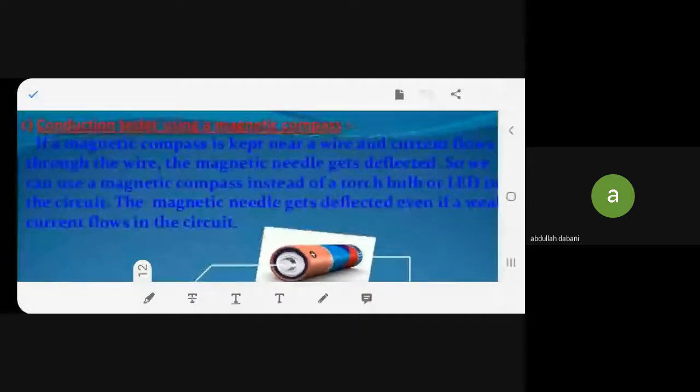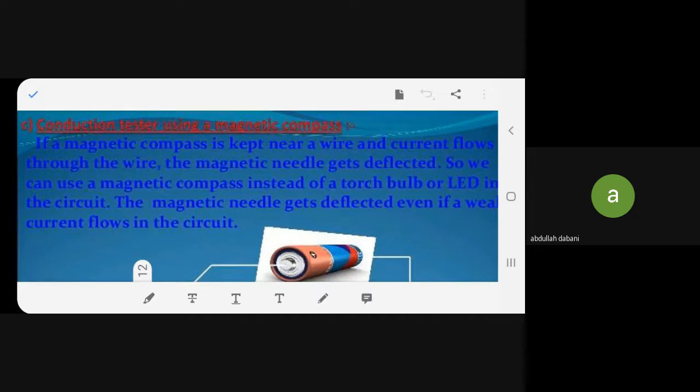Yes, start. Conduction tester using a magnetic compass. If a magnetic compass is kept near a wire and current flows through the wire, the magnetic needle gets deflected. So we can use a magnetic compass instead of a torch bulb or LED in the circuit.